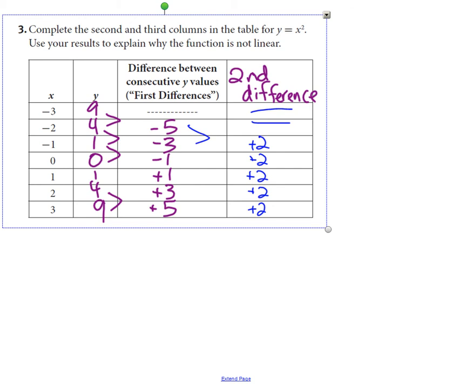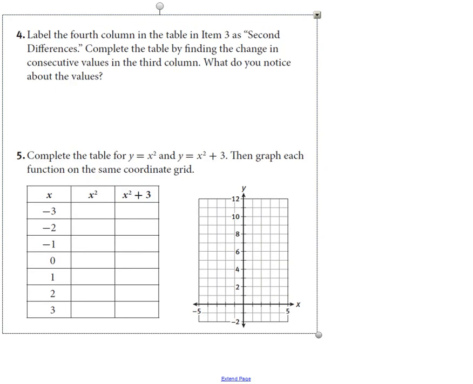All right. That was fun. Label the fourth column as second differences. We already did this. What do you notice about the values? So that's how we tell it's quadratic.